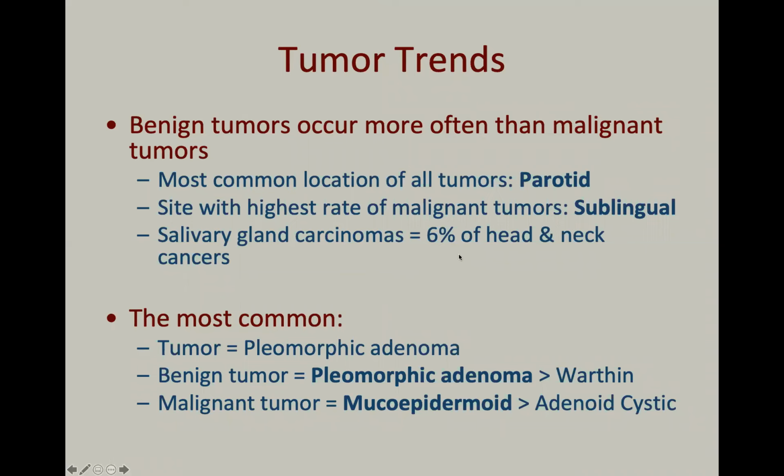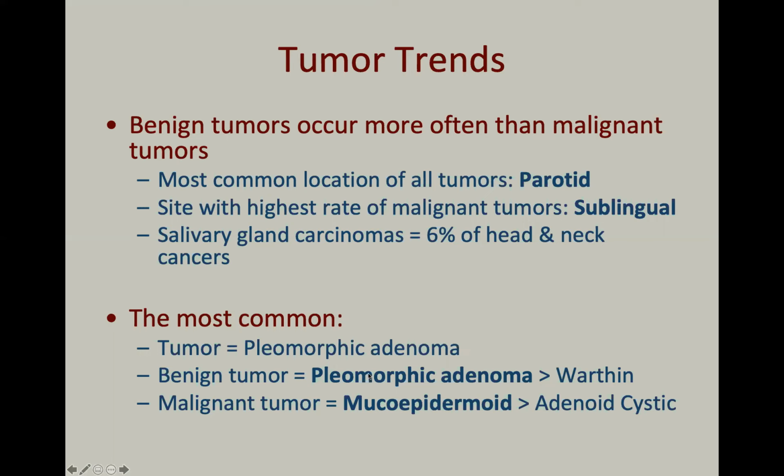Okay, so in the setting of salivary tumors, benign tumors occur much more frequently than malignant ones. The most common site of all tumors would be the parotid gland. The site with the highest rate of malignant tumors is interestingly the sublingual gland. But when you think about salivary gland carcinomas, they represent only a very small minority of head and neck cancers overall, about 6%.